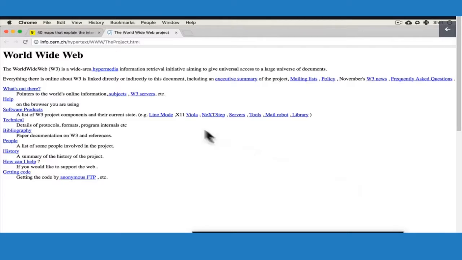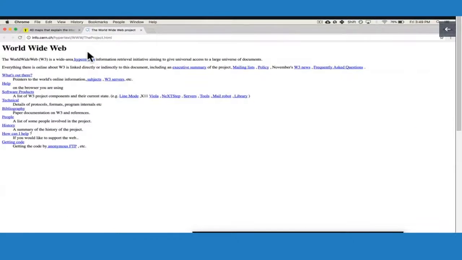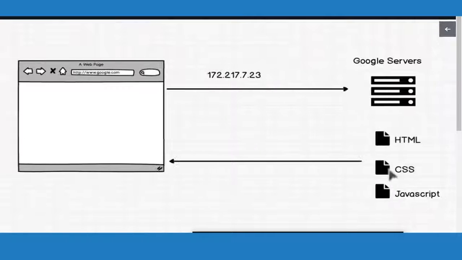He created this ability for people to communicate and link to other documents so that we have this growing knowledge base of the world. In the next lesson, we're going to be talking about the history of these files, what they mean, what problem they solved, and how they came to be.